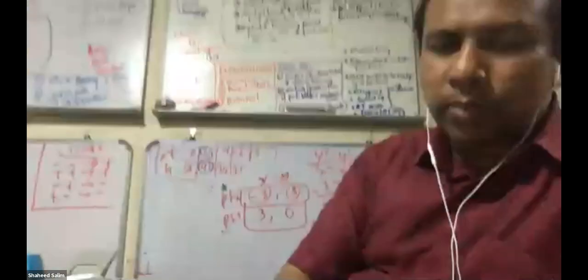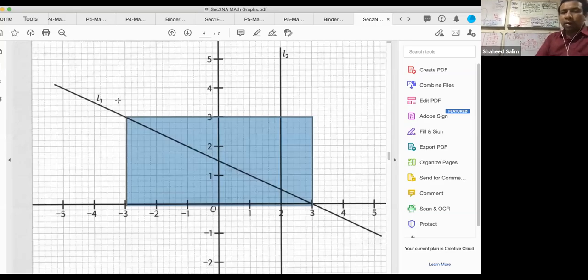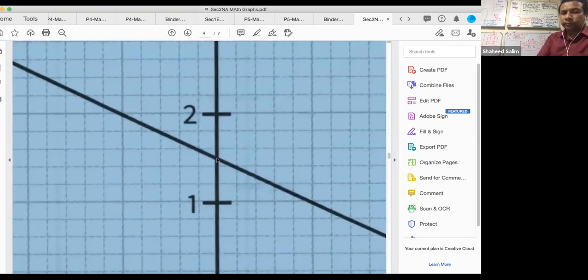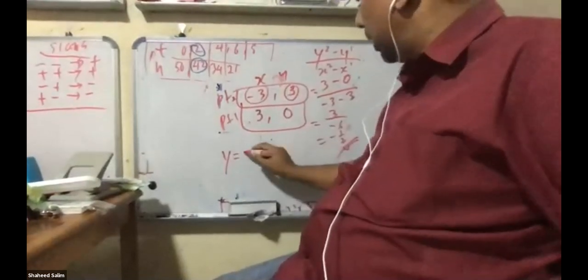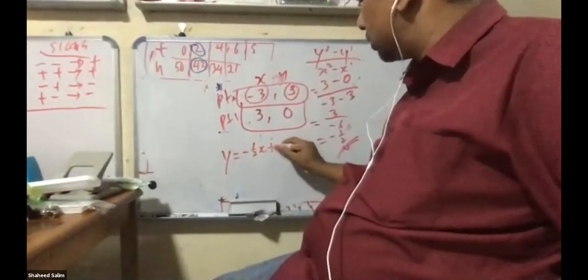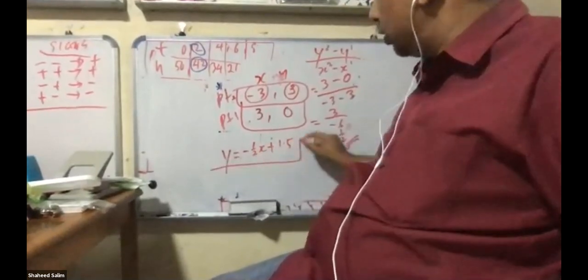So how to find this one on here? That means this is y equals negative half x plus the y-intercept. How much is it? What's the number here? This number is 1.5. So that means y equals minus half x plus 1.5. This is your equation.